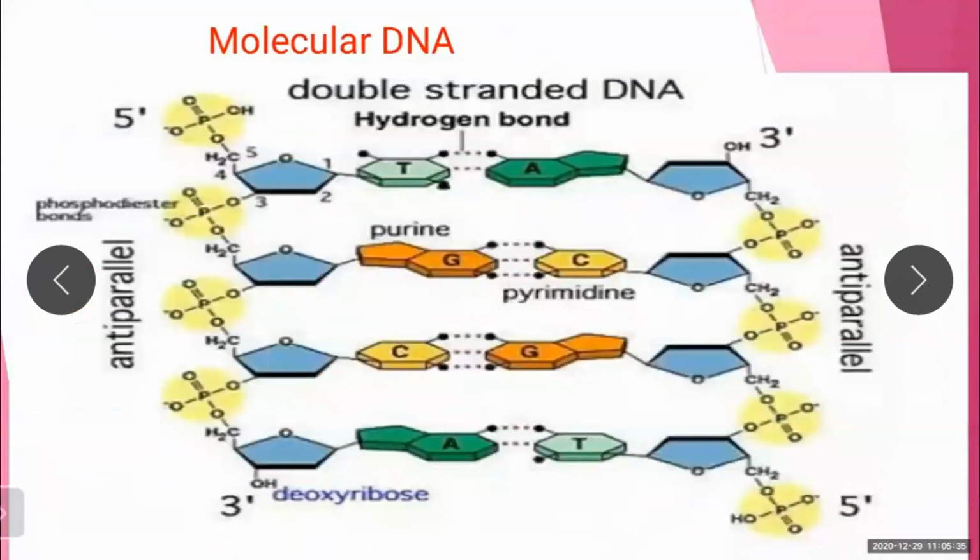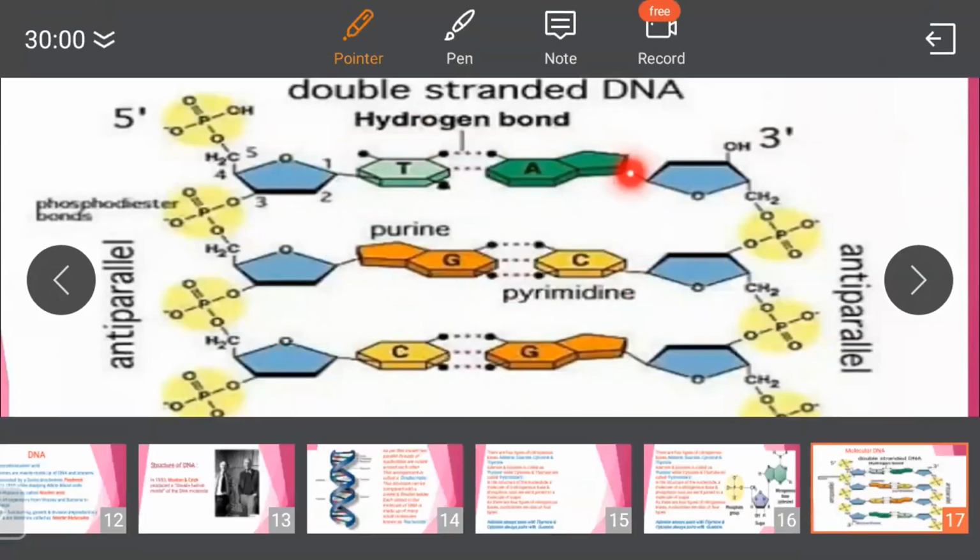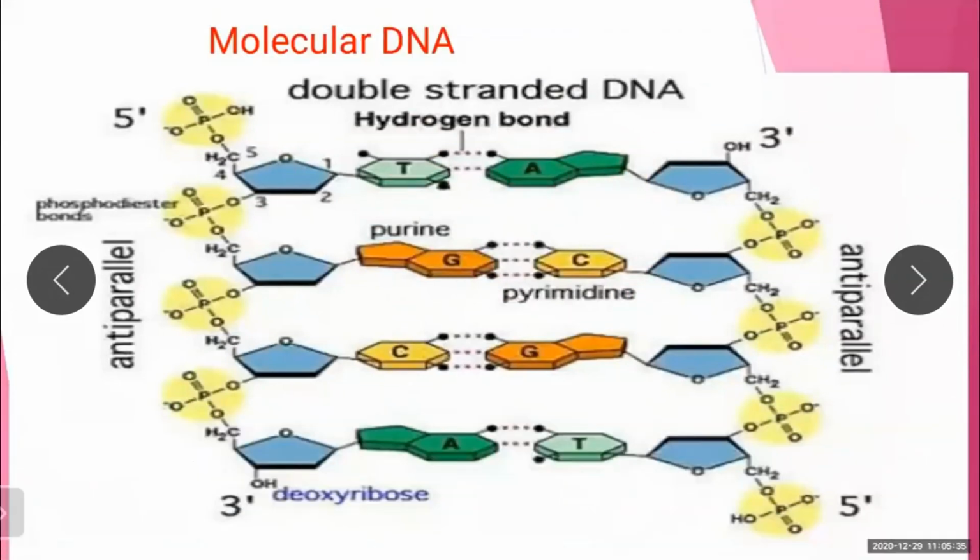See here, this is a molecule of DNA. They are present on the outer side of the helix, and the genes in the form of nucleotide sequence are located on the DNA molecule, which is transmitted through parental DNA to the offspring. See here, you can see purine, pyrimidine, GC, TA.